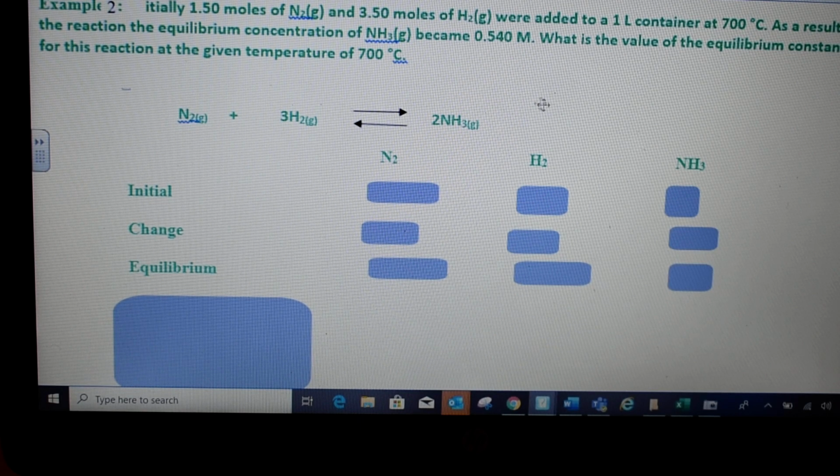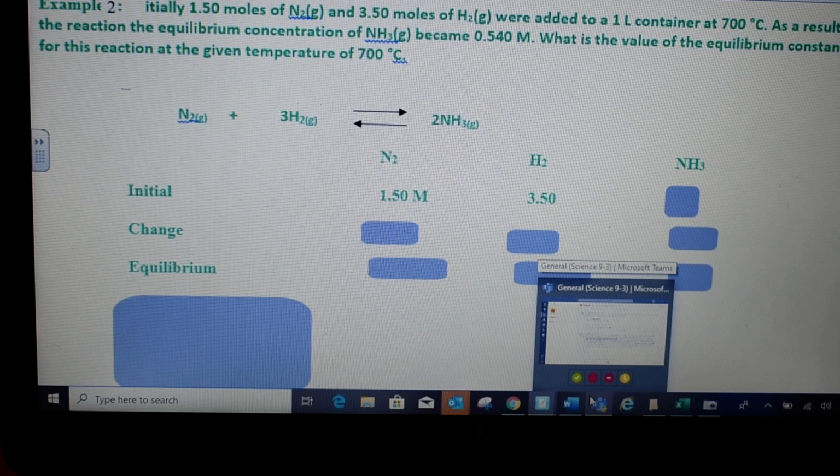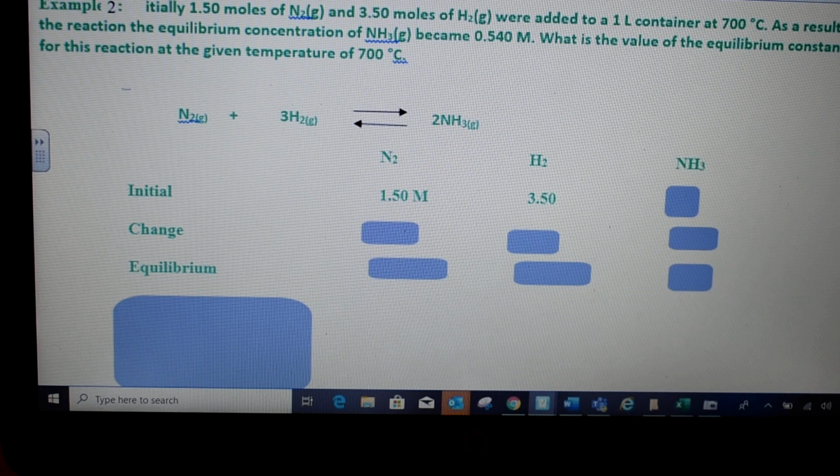So let's see what we can fill in this table. We know initially there's 1.5 molarity of N2. So initially I can put that in under my N2. And I know initially there's 3.5 moles of H2. So I can put initially 3.5 moles of my H2. As a result of the reaction, the equilibrium concentration of ammonia became 0.54. Couple of things.